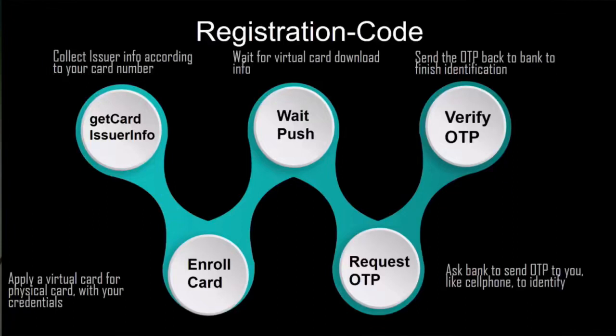So this is the process inside the app when you're doing the registration. First, it will collect the issuer information of your bank card, which could contain who issued this card, how to communicate with this bank, what the terms and conditions are, and what the type of the bank card is. Then with this information, it will apply for a virtual card for your bank card, and at this time it will pack your bank card number with your password or the security code, and then do the enroll card. And then a new thread will be launched to do some waiting work. I will talk about that later.